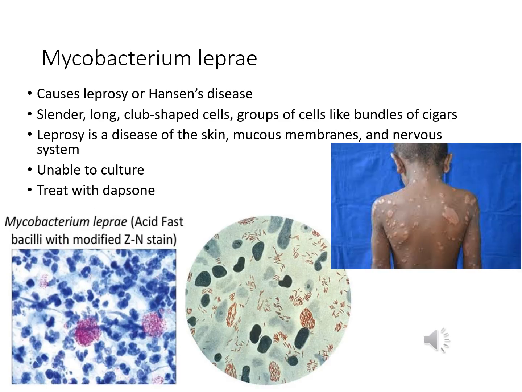Mycobacterium leprae causes leprosy, which is also called Hansen's disease. Leprae is a slender, long, club-shaped cell found in groups like bundles of cigars. Leprosy is a disease of the skin and mucous membranes, and it can also be found in the nervous system. We are typically not able to culture these, so it's going to be diagnosed on presentation of the patient. Treatment is going to be with dapsone, which is your drug of choice.